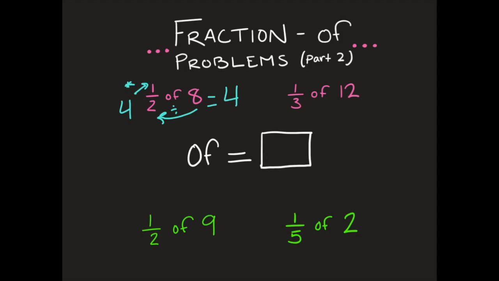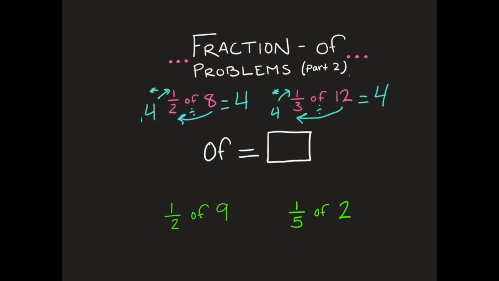For the next problem, I have 1/3 of 12. So again, taking 12 and dividing that into 3 groups. 12 divided by 3 equals 4. And then how many groups of 4 do I want? Just 1, so 4 times 1 also equals 4. So just reminding us how we did some of those problems previously.